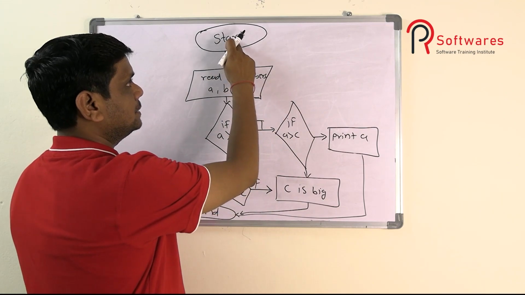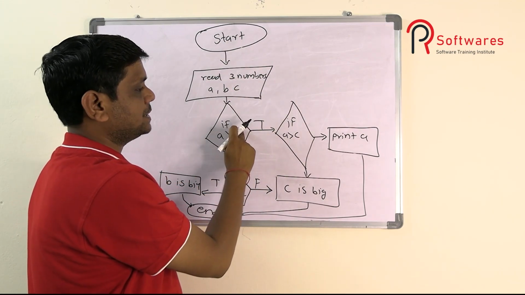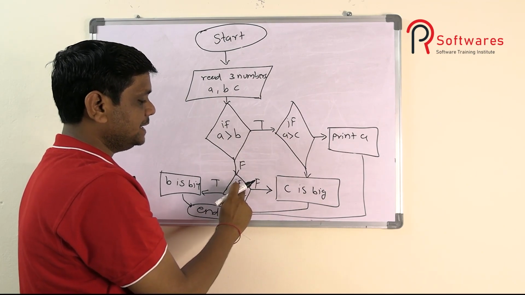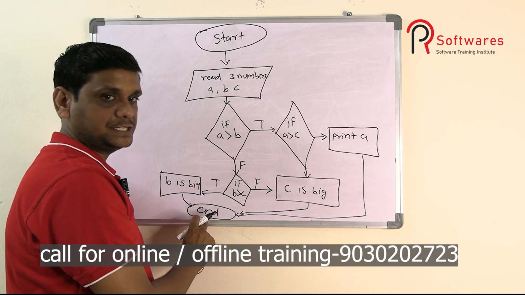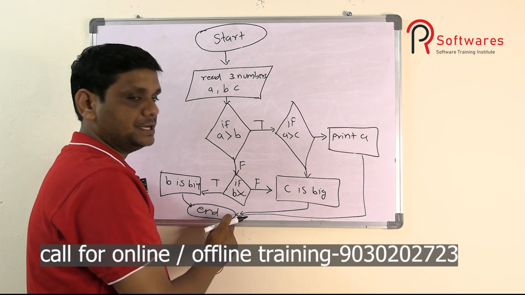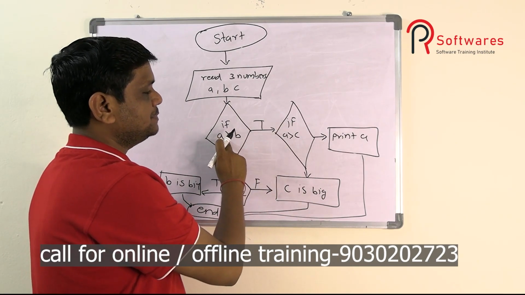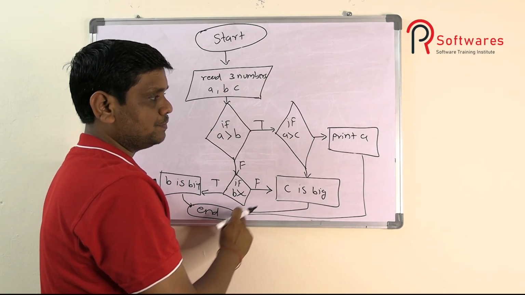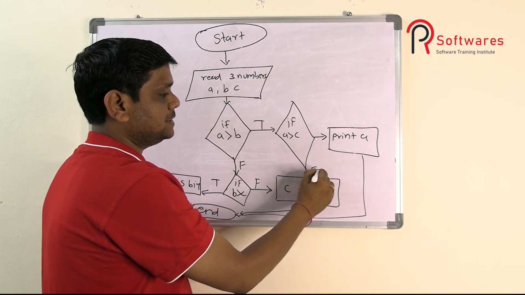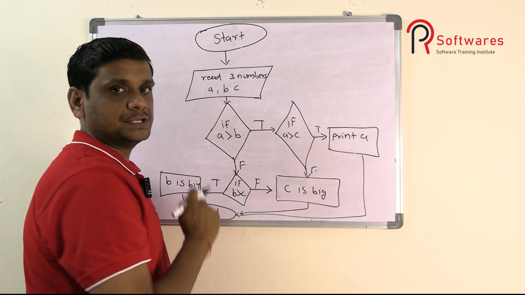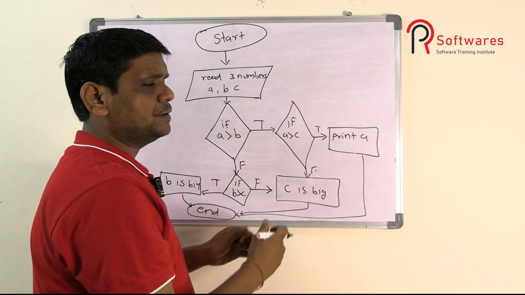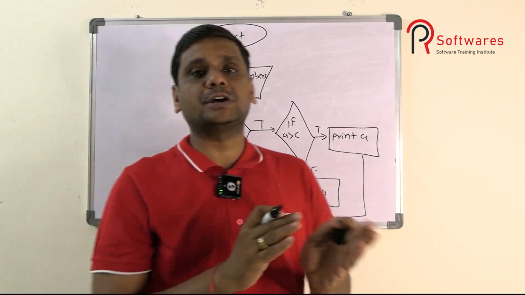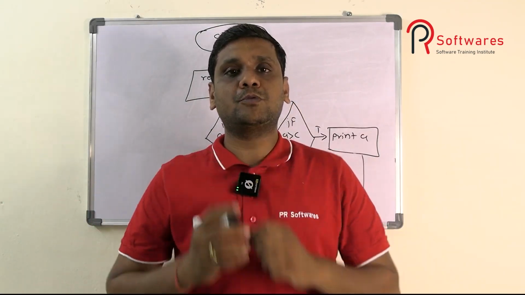So see, simple. Start the program, read the numbers, check the condition. True means it is going this side, false means it is going this side. If this is false, then again it is taking true or false. True means it will print and stop. False means it is printing and getting stopped. Here also same thing. If this condition is true, it will print this and stop. If this is false, then it is coming here, printing and stopping. You can write it in a more proper way because I wrote congested steps, but the flow is the same. I hope you got clarity on how to convert your algorithm into a flowchart.